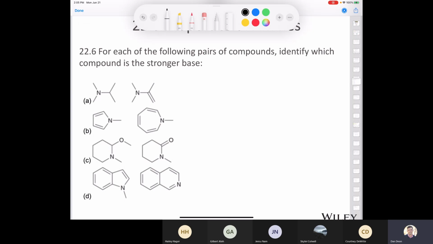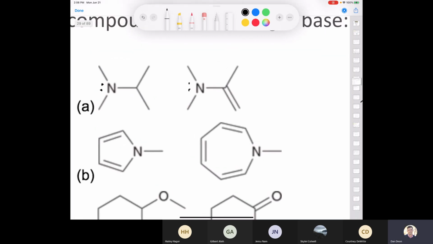Next, we're going to look at some pairs of compounds, and we're going to determine which one is going to be the stronger base. Now remember, the function of a base is to be an electron donor, right? Base is an electron donor, then the question becomes, well, I've got a lone pair here and I've got a lone pair here. Between these two compounds, which one of these is more readily going to give up its lone pair? Which one wants to do this?